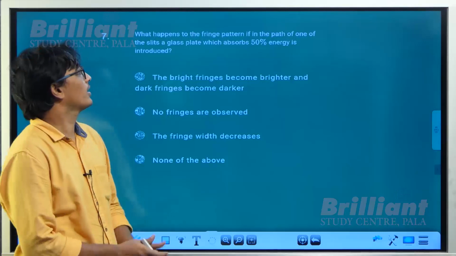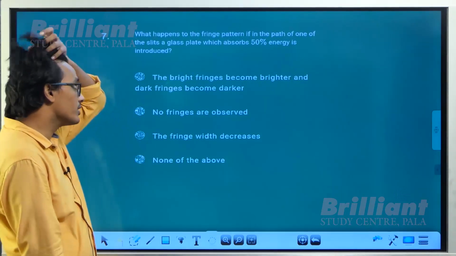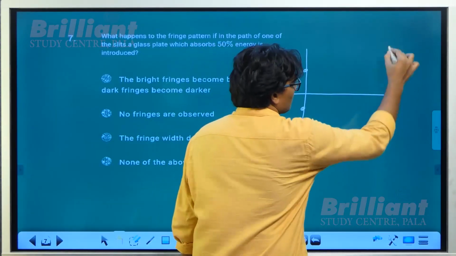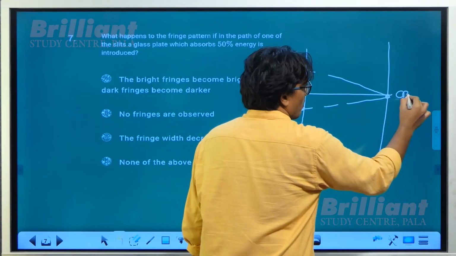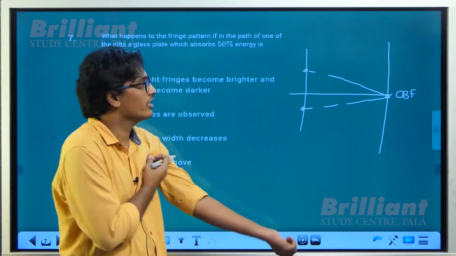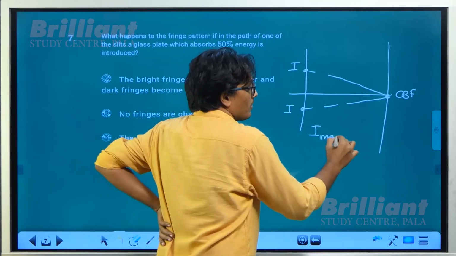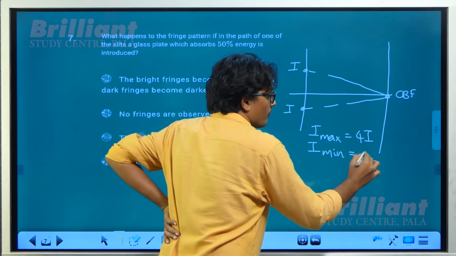What happens to the fringe pattern if in the path of one of the slits a glass plate which absorbs 50% energy is introduced? Now, when you have two slits, this will be the central bright fringe initially. Initially both have intensity I and I. So I max will be 4I, I minimum will be 0.